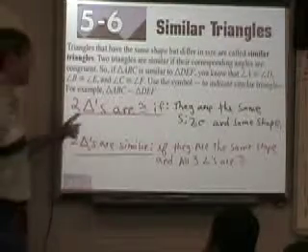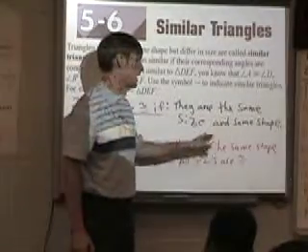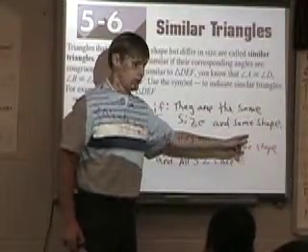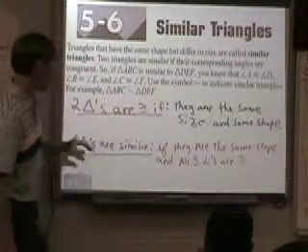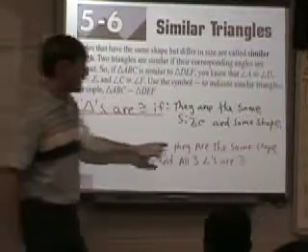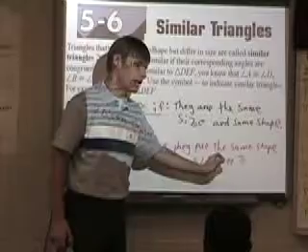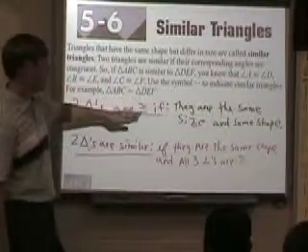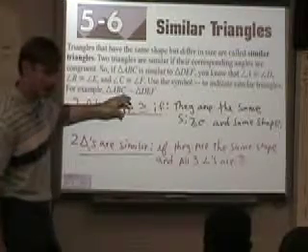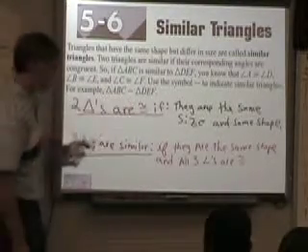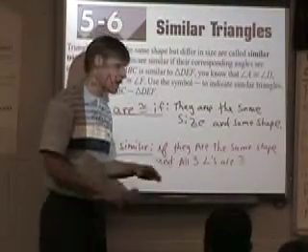So, two triangles are congruent if they are the same size and the same shape. Okay? Means everything's congruent. All the sides and all the angles. Two triangles are similar if they're the same shape, and all three angles are congruent. So in other words, in congruent triangles, the sides are the same and the angles are the same. Okay? In similar triangles, the angles are the same, but the sides are not the same.